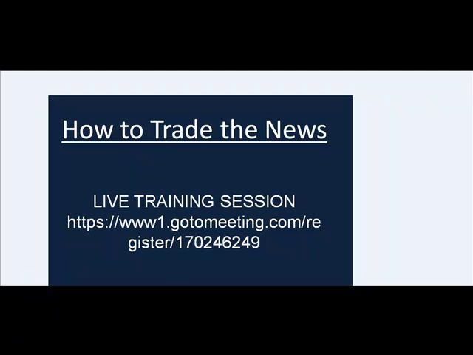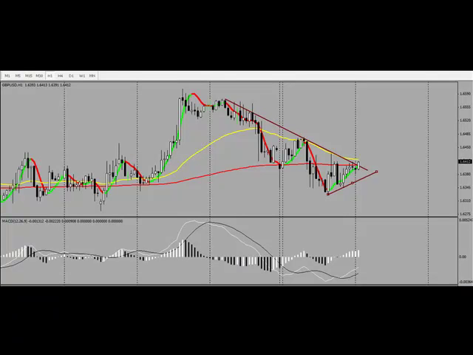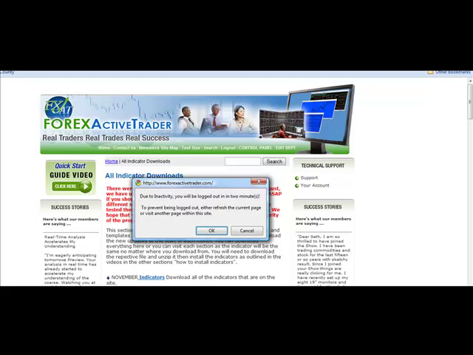So those are the two trades, again, that we're going to be looking for on the pound dollar for the upcoming November the 3rd session, one buy, one sell.